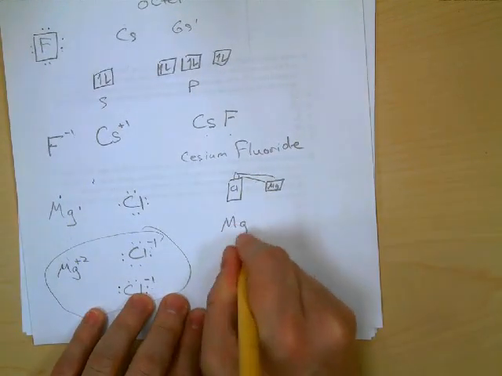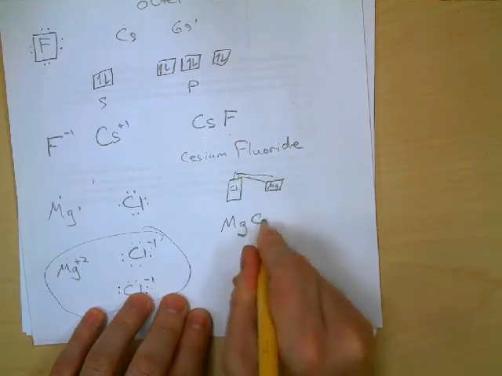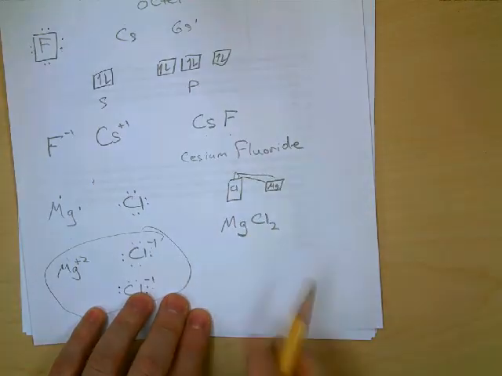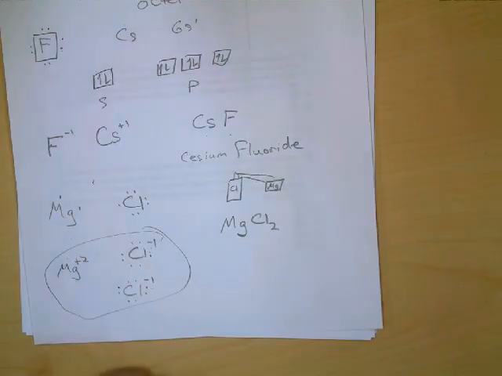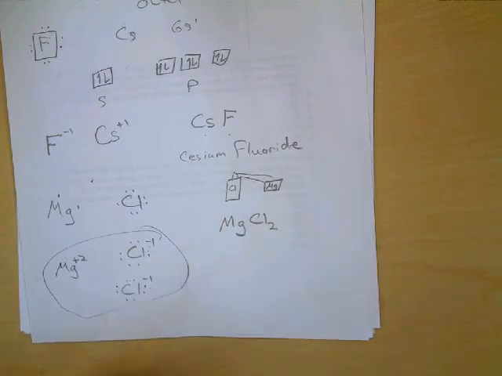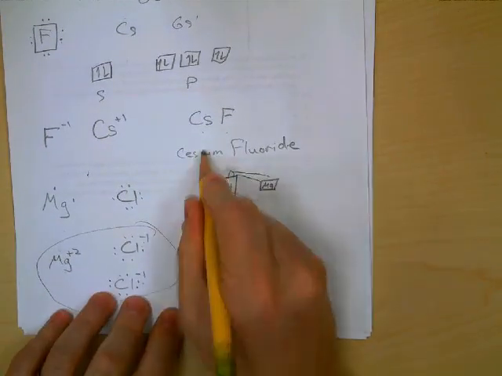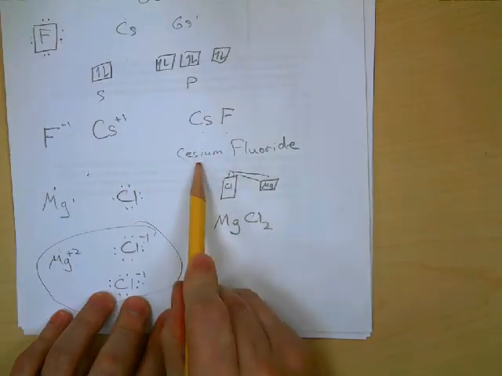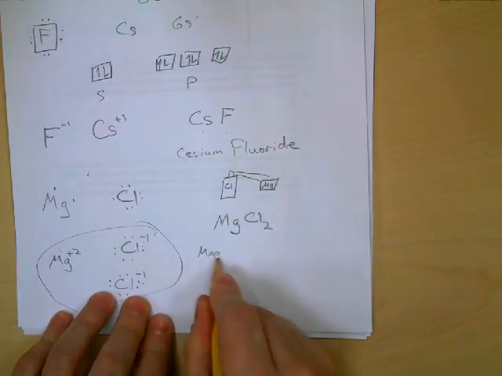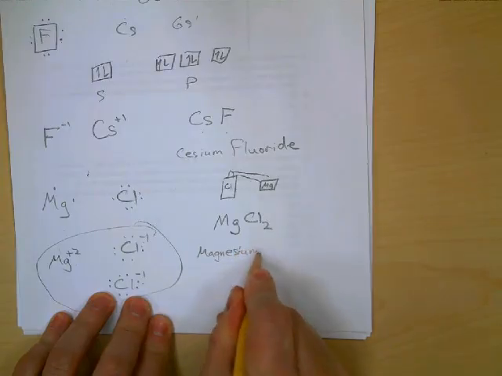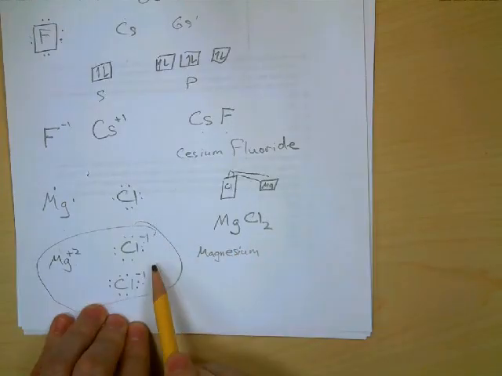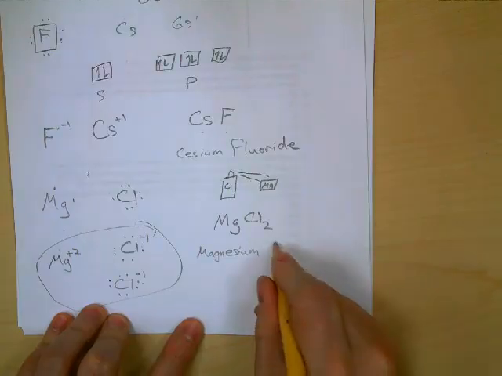1 magnesium, 2 chlorines. We put a little subscript 2 underneath the chlorine. And that would be the formula for magnesium chloride, MgCl2. And notice when I write it like this, magnesium goes first, the positive ion goes first. We don't change its name. Cesium was still cesium, so magnesium is still magnesium. Chlorine, though, used to be chlorine, but once he gains that electron, he becomes chloride.